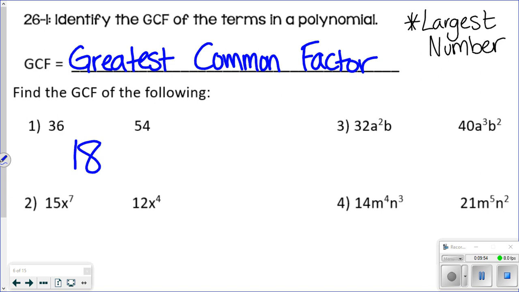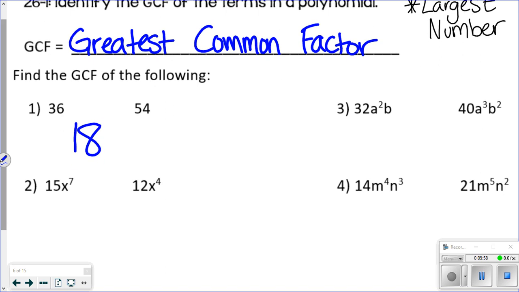Okay, so for question 2, let's look and think, what is the largest common factor of 15 and 12? What's the biggest number that those are both divisible by? It would be 3. And then, do they both have the same variable? Yes, they both have an x.